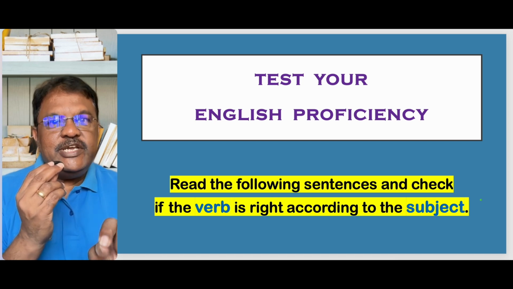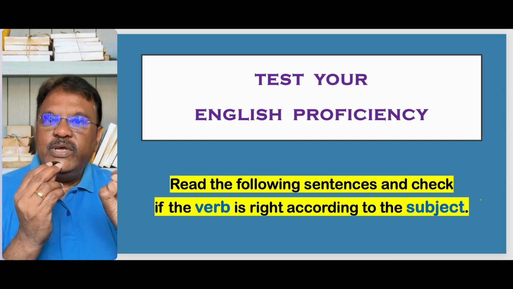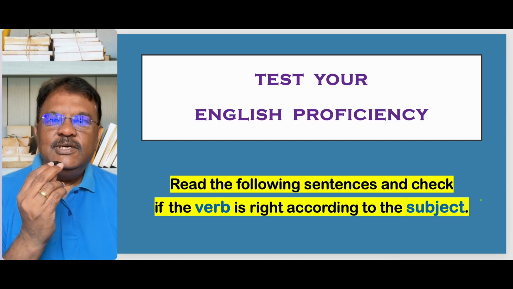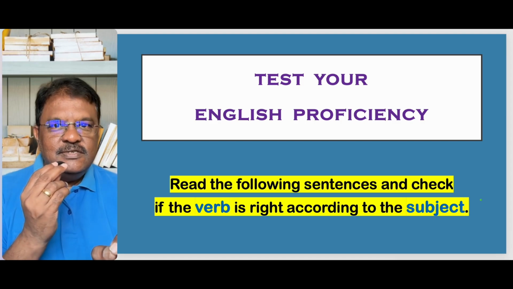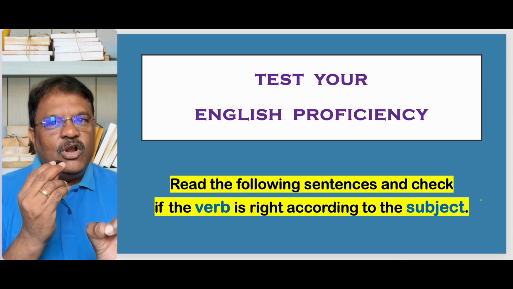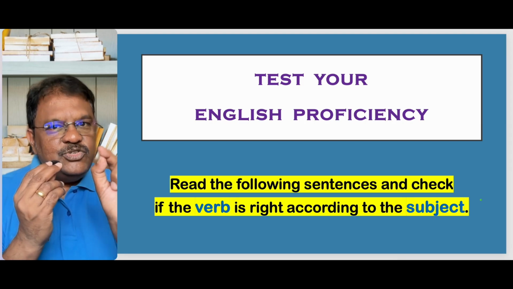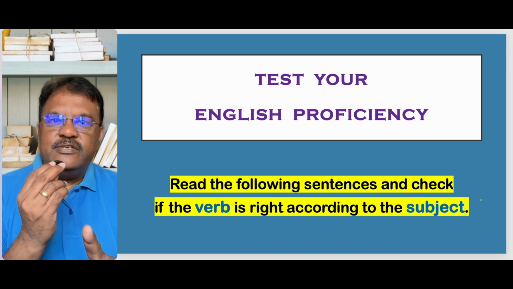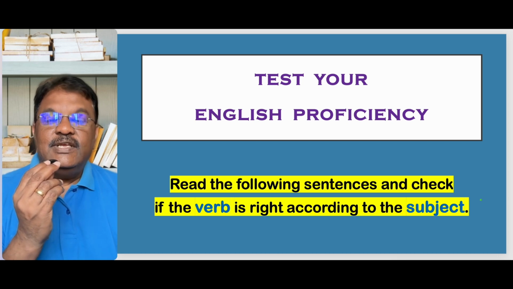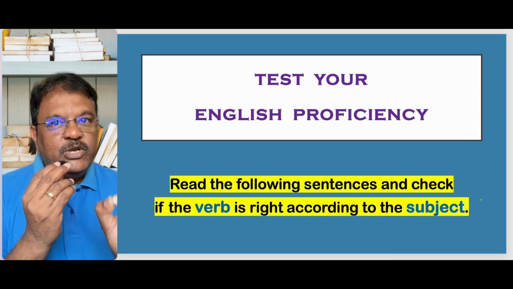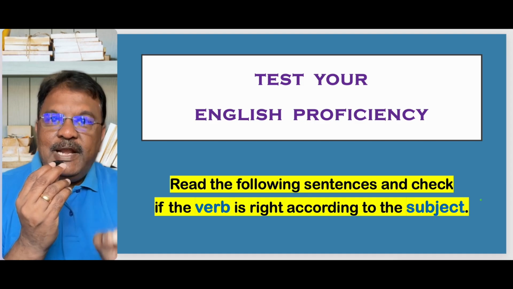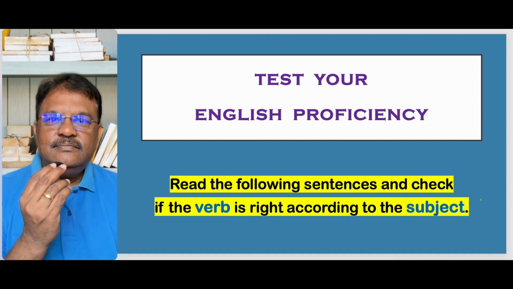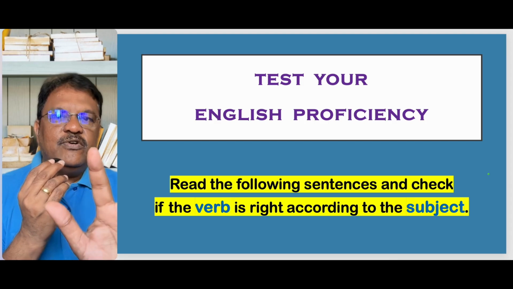knowing whether the subject and the verb agree with each other in the following 6 sentences. Are you ready? Good. What you are going to do is read the following sentences and check if the verb of those sentences agree with the subjects of those sentences. Check whether the verb of a particular sentence is rightly placed according to the subject of that particular sentence. Are you ready? Good. Now let's move to our first sentence.